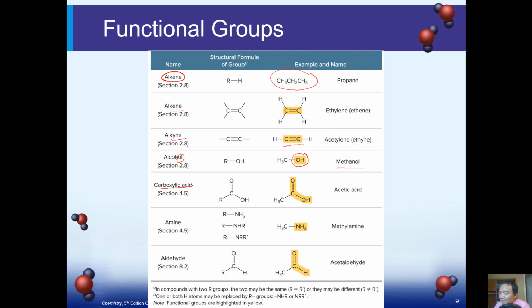Carboxylic acid has both the CO double bond connected with OH. Okay, so it's not only a CO double bond, it also has an OH. You cannot single out the OH and call that an alcohol. That's the alcohol functional group. That's wrong. If you have an OH group connected to a CO double bond through that carbon, the whole thing is the carboxylic acid functional group. You cannot separate it.